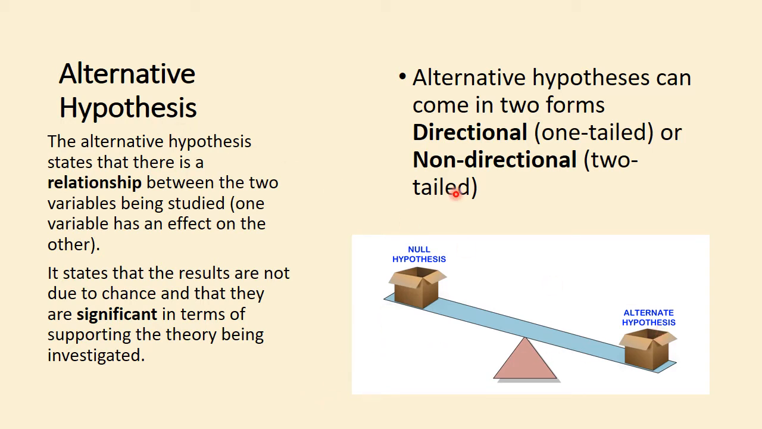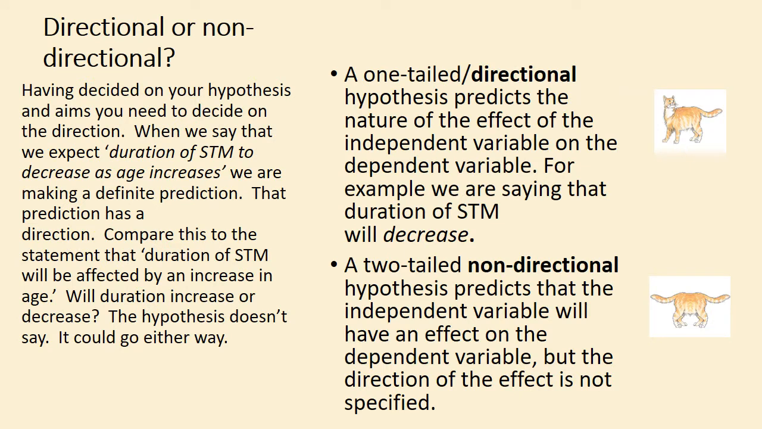When it comes to writing alternative hypotheses, you write them in one of two forms. They can either be directional, also known as one-tailed, or non-directional, also known as two-tailed. Now, you may remember the crazy cat. So, for instance, if we expect short-term memory to decrease as age increases, that's a definite prediction. We're saying as you get older, your short-term memory will decrease. That shows a direction, decrease. As you see, a one-tailed cat, we can tell what direction it's walking in, that way.